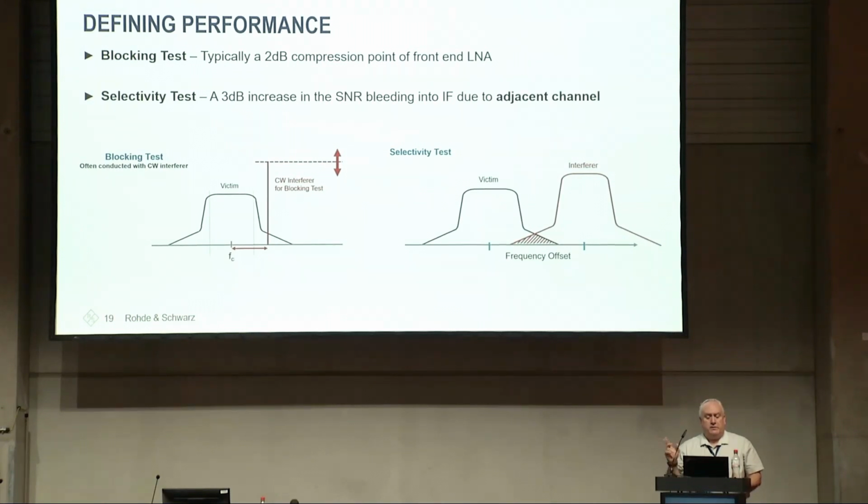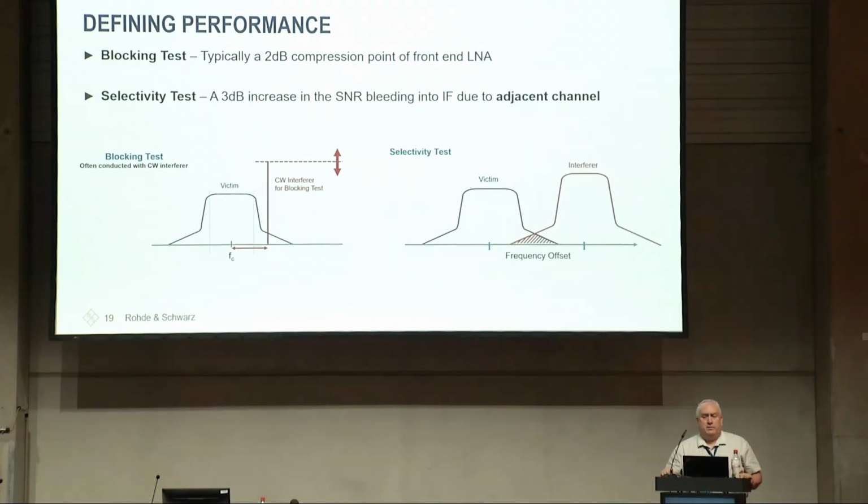The other one is selectivity tests, and this one's kind of important, more important than it might first appear. For instance, a 3 dB signal-to-noise ratio due to adjacent channel. And of course, if we all design perfect products that have absolute brick wall filters around our operating frequencies, this wouldn't be a problem. I'll give you one example.